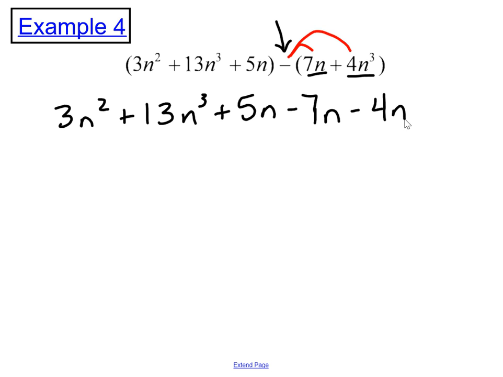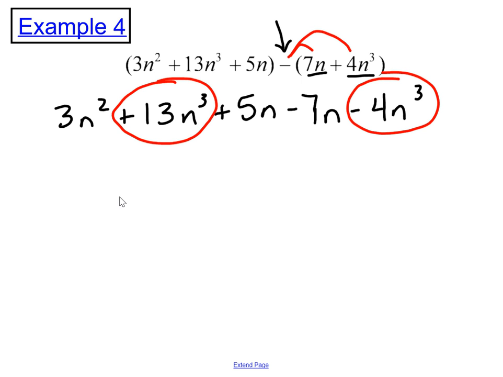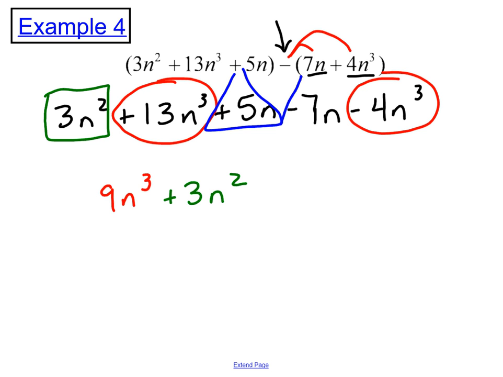Now I continue exactly like we did on our other problems. Start with my highest degree term. So I have a 13n cubed minus 4n cubes. So I have 9n cubes. Next up, I have n squared. So I have 3n squared. I have no other n squared, so it's just going to be plus 3n squared. Finally, I have 5n and a minus 7n. So that's going to be negative 2n's. I have no like terms, so I am all done with the problem.